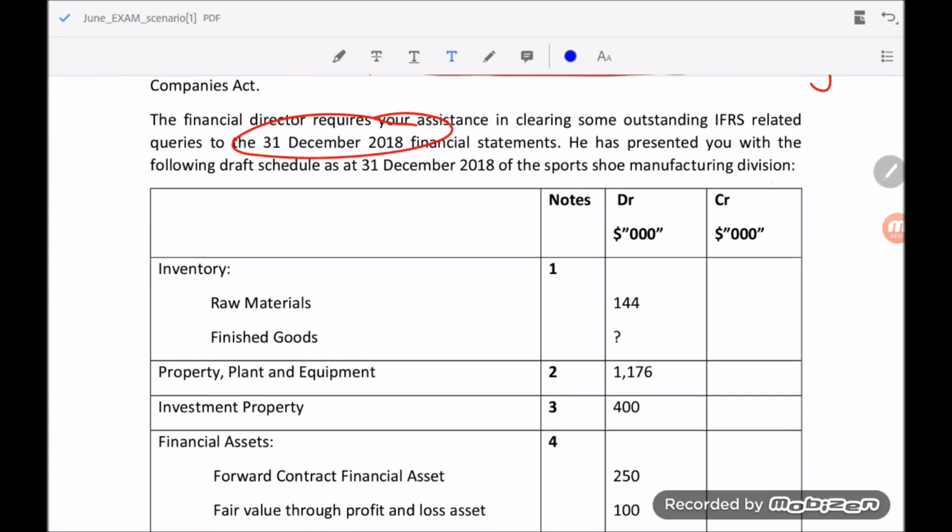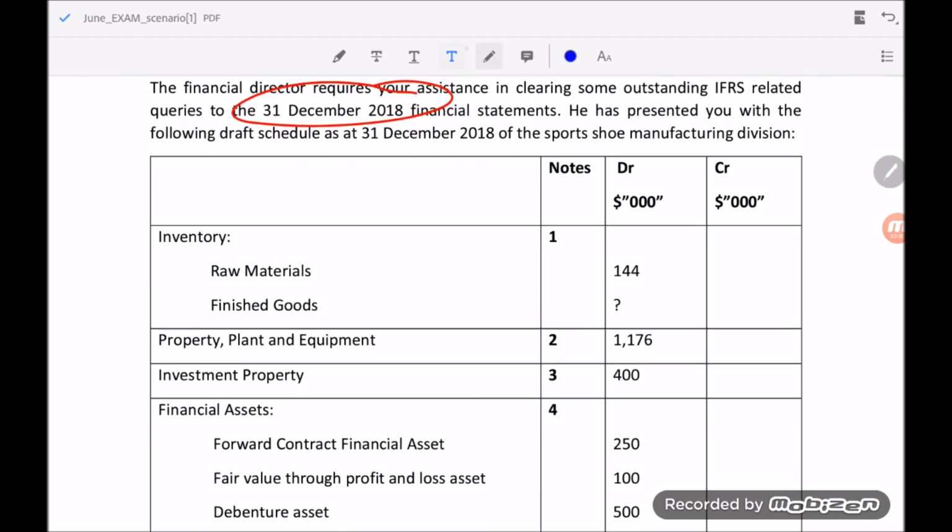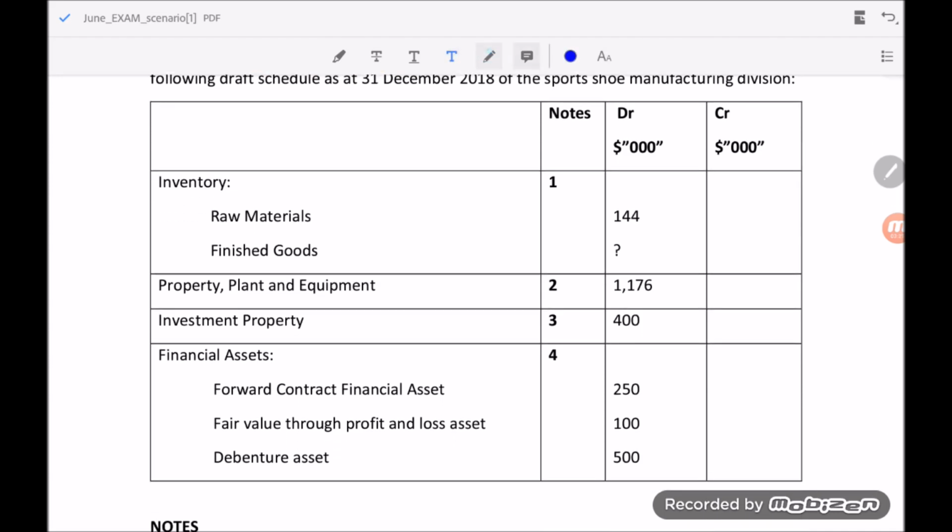As we go down here, we are further told that the finance director requires your assistance in clearing up some outstanding issues related to IFRS. They gave you some information which is sitting in this table. Some of the issues we're going to encounter, based on this table, are related to inventory, some to PPE, and some to investment property. You also see some financial assets over here, which means we'll also expect some IFRS 9 to come through. The issues are probably going to be noted in these notes.